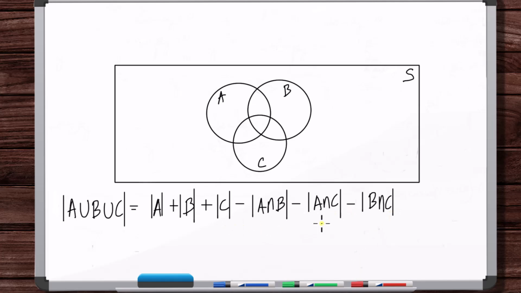Okay, but we're not done yet. What we're going to do next is add A intersection B intersection C. And there's your formula, which, again, depending on what you have, you can use to solve for whatever you're looking for. Whatever's in this region or whatever's just in this region, whatever.